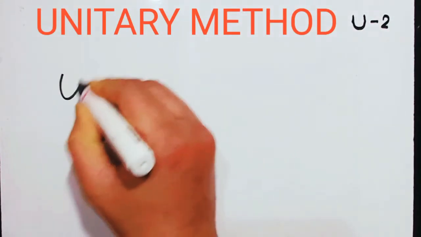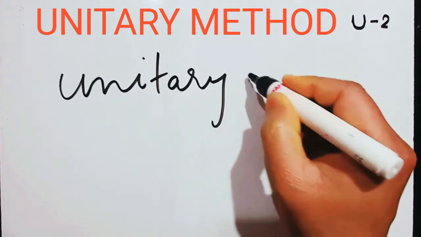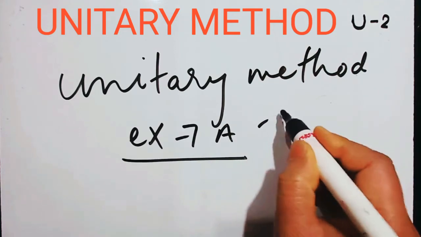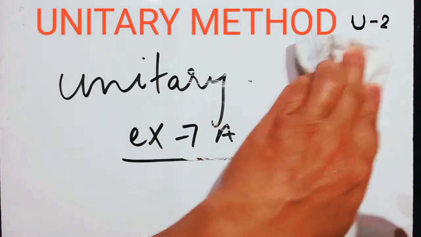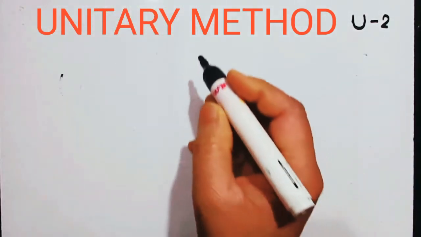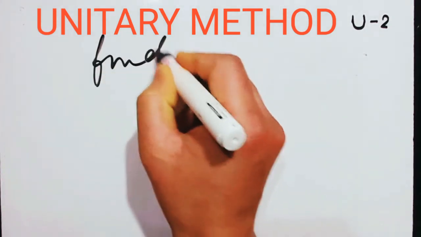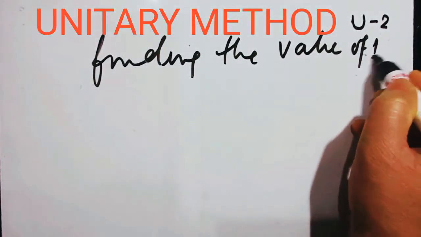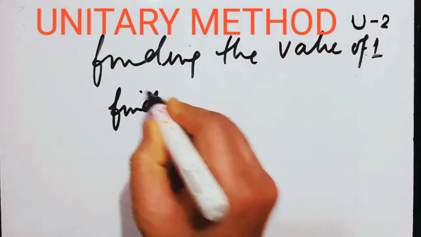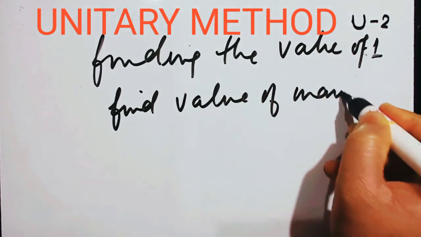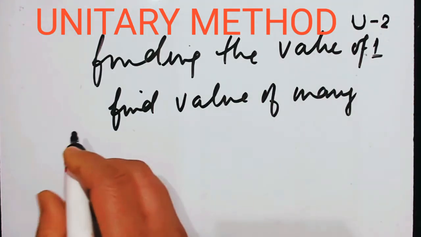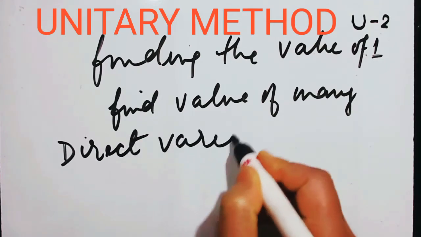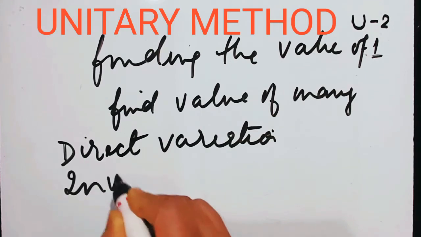So we were in the unitary method, and that too in exercise 7A. We had learned that the unitary method deals with finding the value of 1 first, and after that you find the value of many. For that we had two options: the first is direct variation, and the second was inverse variation.